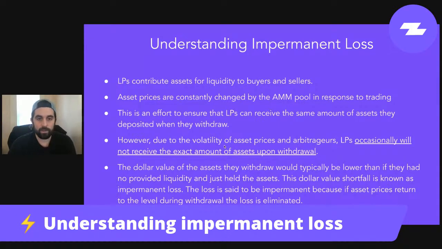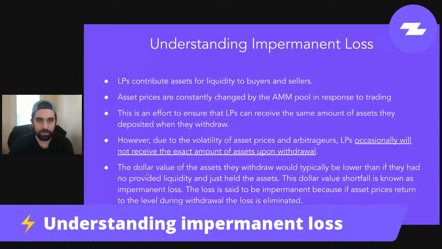But when we have typical movement in the prices of these tokens, what can happen is that you as an LP, when you leave the pool eventually, when you're done being a market maker and earning those fees, the 0.3% in the case of Uniswap, you leave the pool and you no longer have the exact amount of assets upon withdrawal. So that difference is what people refer to as impermanent loss.